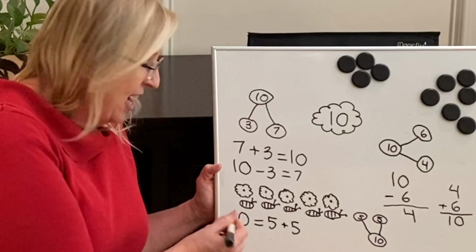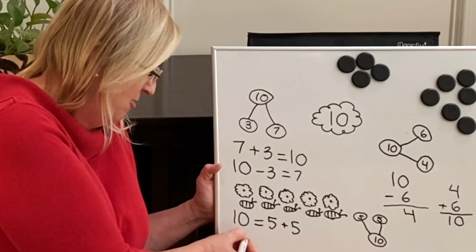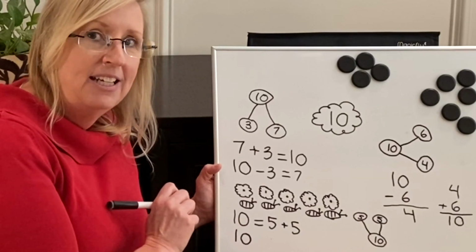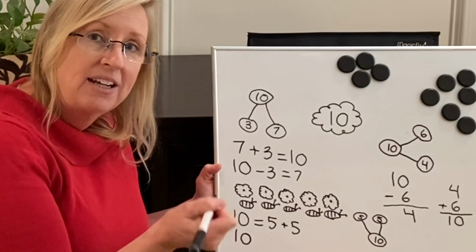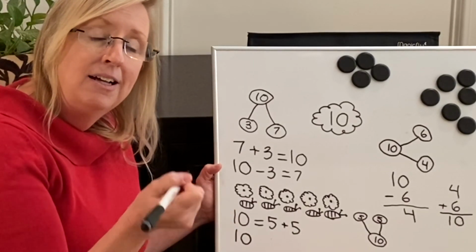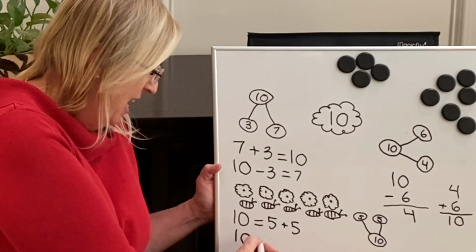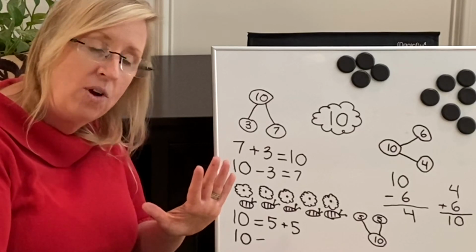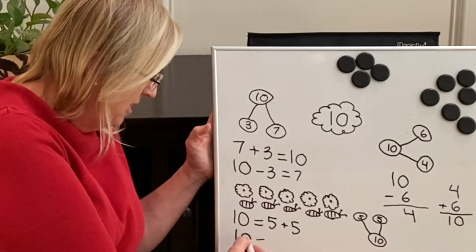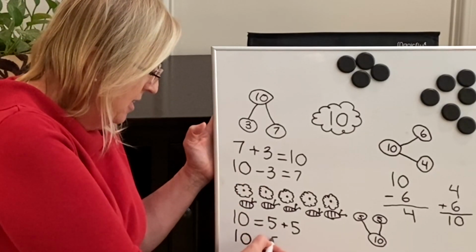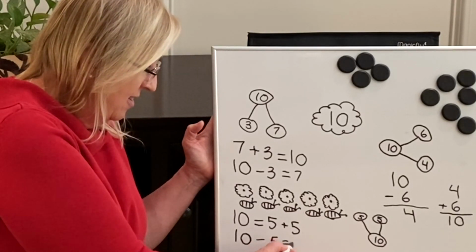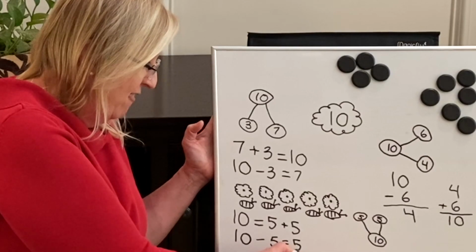Now let's do the subtraction sentence. But again, we know we have to start with the whole number. But now it will not be the equals that comes next. Now what comes next is the minus, right? Because we have to have the whole thing before we take away one of the parts. That's what minus means. 10 minus 5 equals 5.